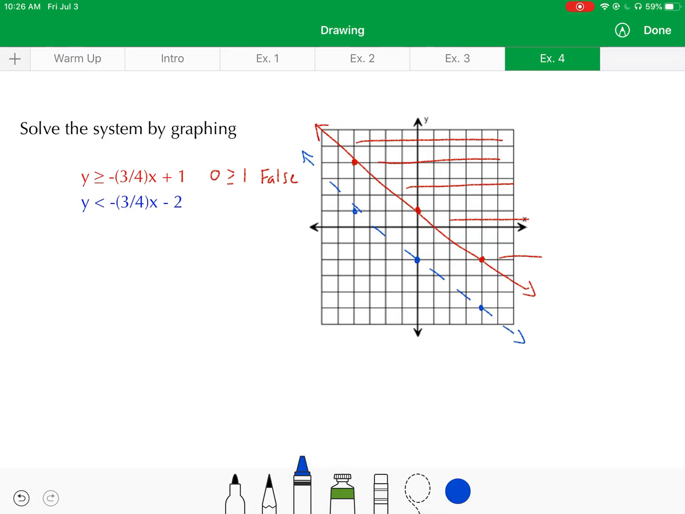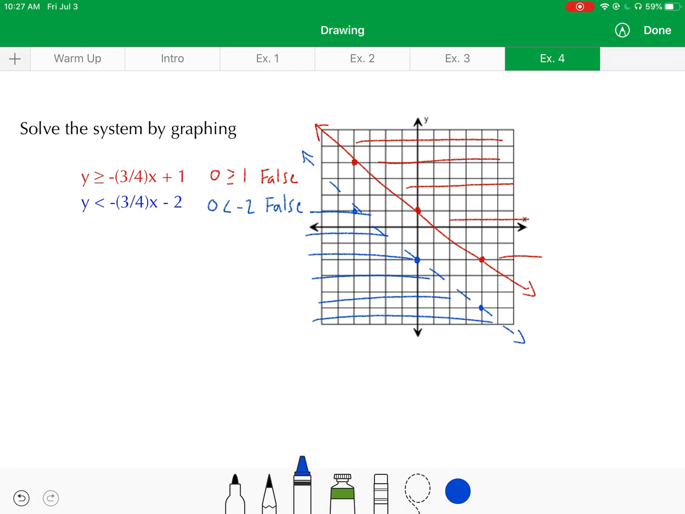Okay. Now you might be thinking that with the lines being parallel to each other, that automatically makes your system no solution, but not necessarily. It just depends on where the shading is for the second inequality. So if I use the origin again as my test point, I'll end up with 0 is less than -2. That's also false. So I'm going to shade the half plane that doesn't include the origin, which would be this one.